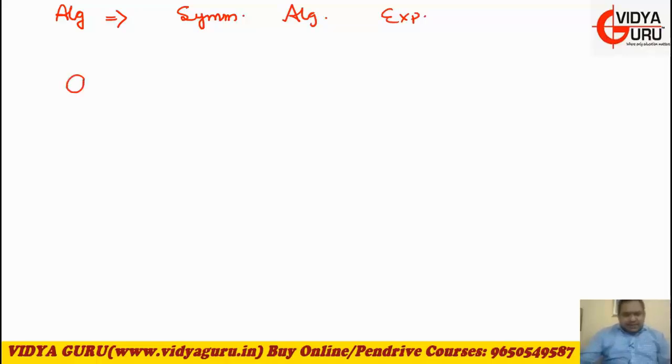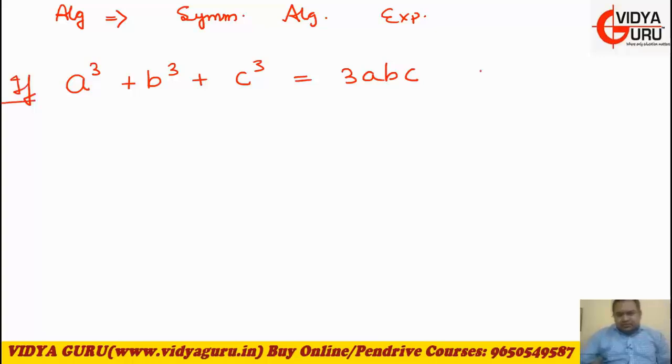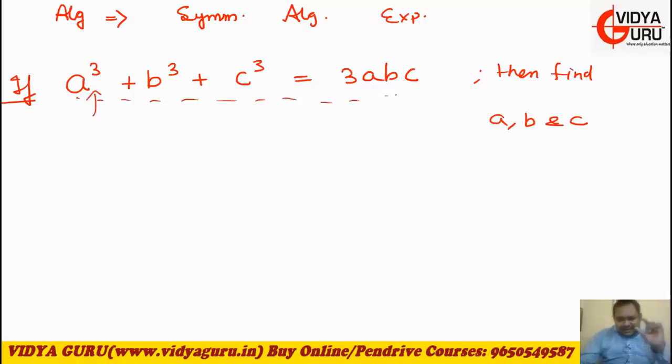Now what is this symmetrical algebraic expression? Let us see. An expression involving some variables would be given, and the question would say that if this is true, then find so and so forth. If you look at this expression carefully, it involves three variables A, B and C. But if you see carefully, each variable is treated equally in terms of mathematical operations, symbols and powers.